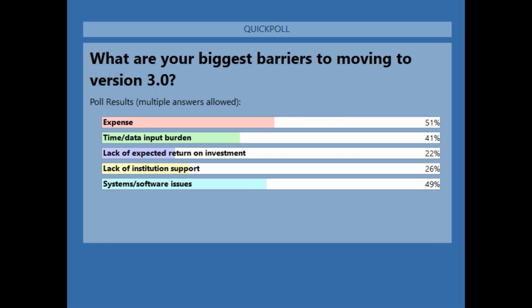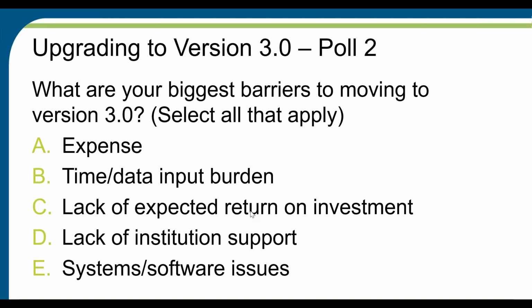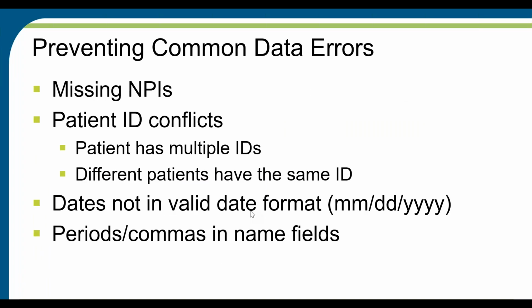Okay, thanks everybody. It looks like the three biggest issues are expense, system software issues, and just the time and the data input burden. So thanks everybody for your responses on that. So now I'll hand it back over to Ryan Kiefer, who's going to talk about preventing common data errors.